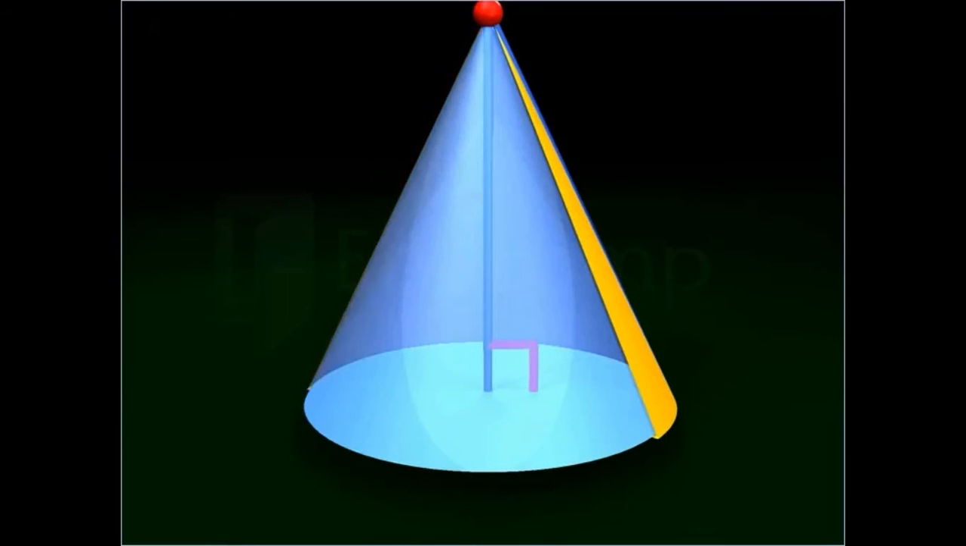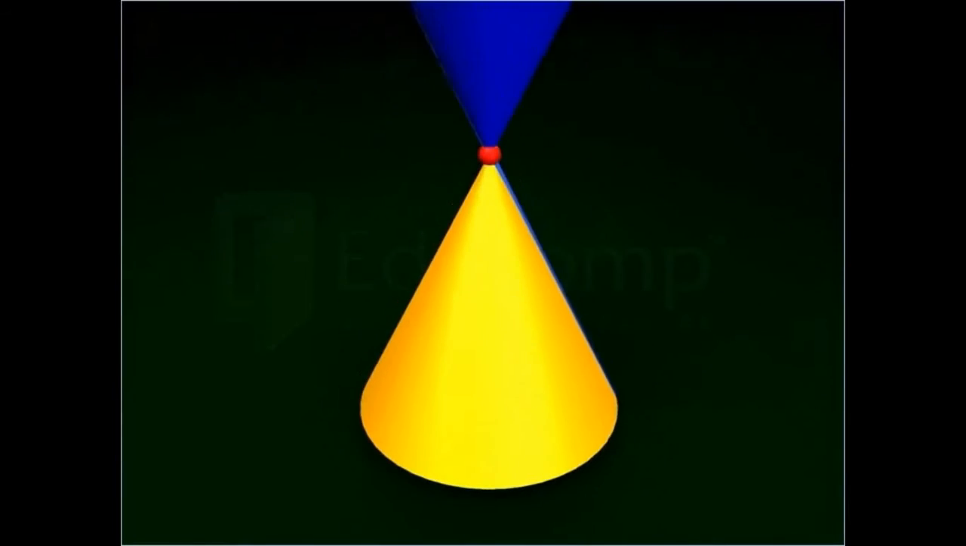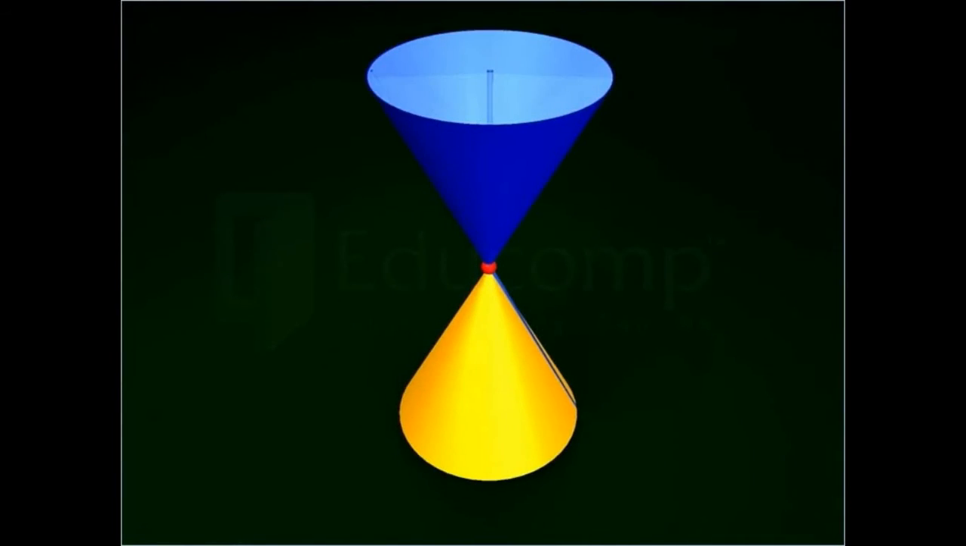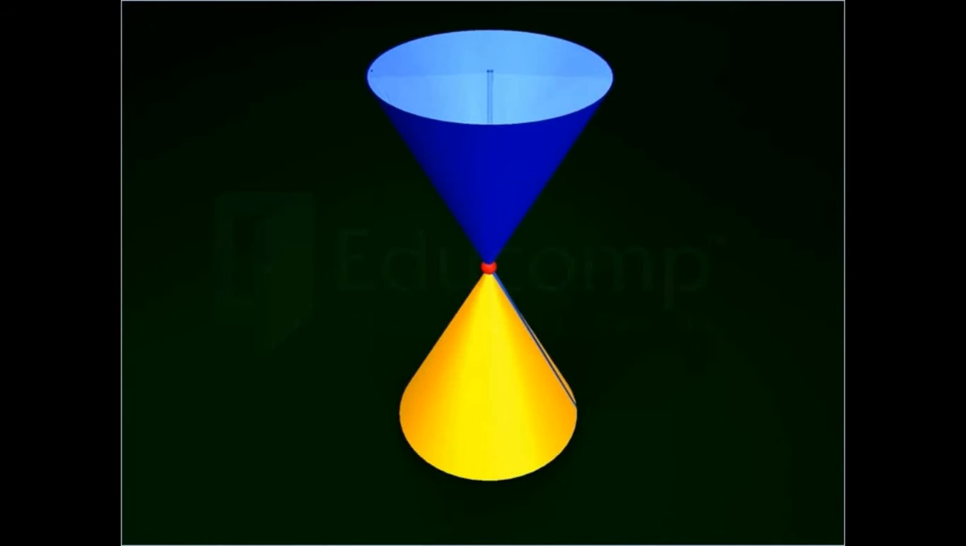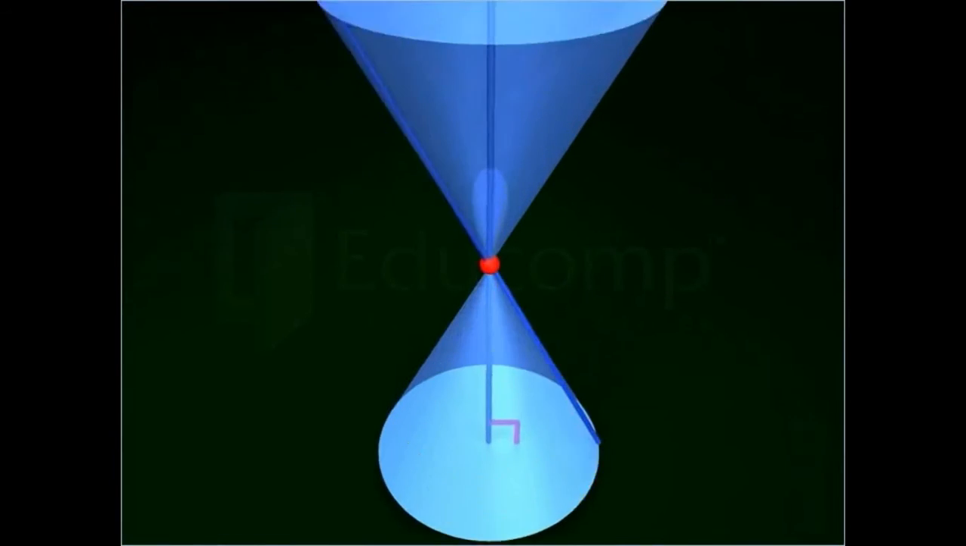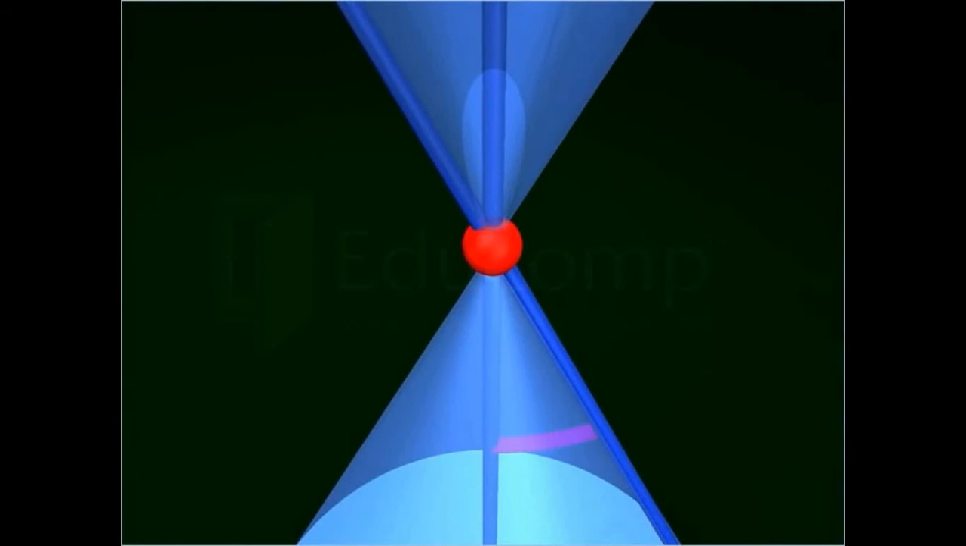The lateral surface of a right circular cone is called a nappe. A double right circular cone has two nappes. The nappe above the vertex is called the upper nappe, and that below the vertex is called the lower nappe. Also, the angle between the generator and the axis is called the vertex angle.